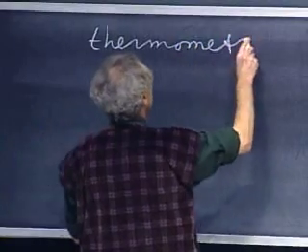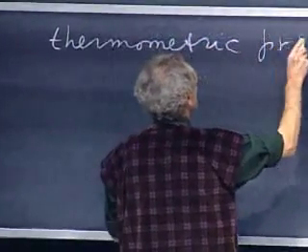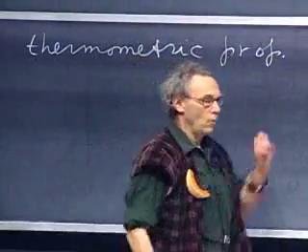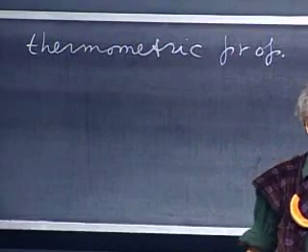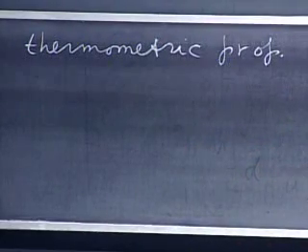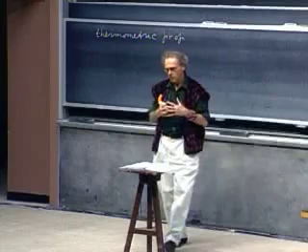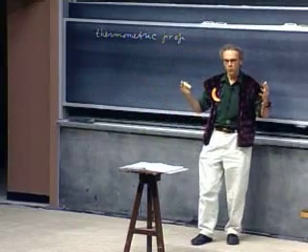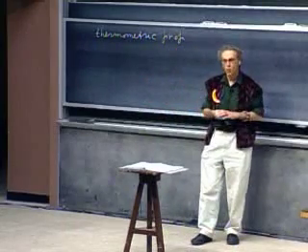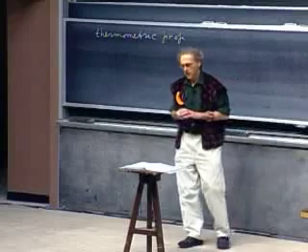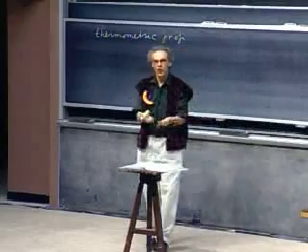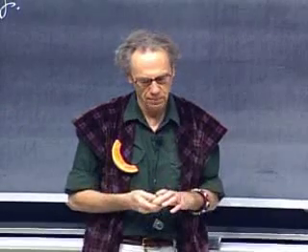Thermometric properties. One very characteristic thermometric property is that most substances, when you heat them, expand. And when you cool them, they shrink. We'll talk more about it later. If you take a gas in a closed volume and you heat it, the pressure goes up. That's a thermometric property. If you take an electric conductor and you heat it, in general, the electric resistance will change.